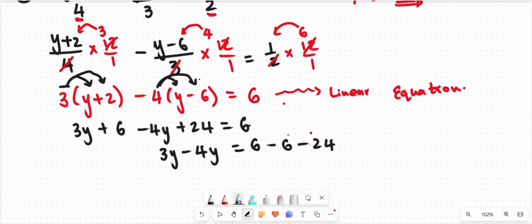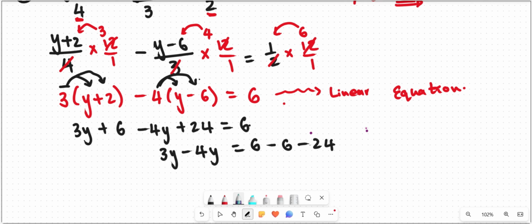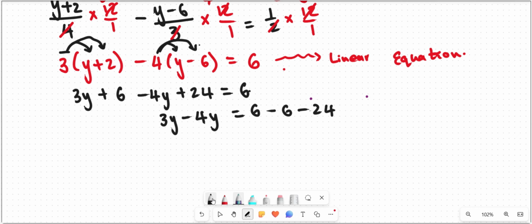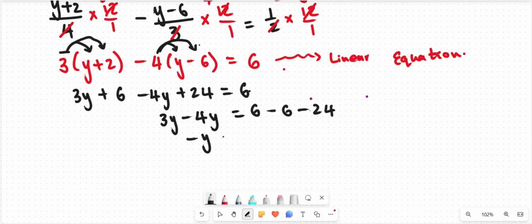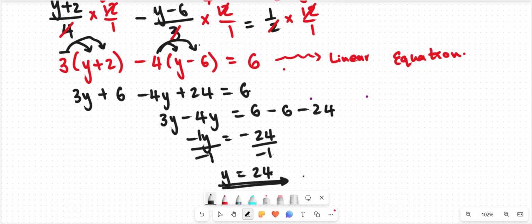Right? Then at this point, we could just easily do our like terms. So on this side, we get a negative y, or 1y. Then on this side, 6 minus 6 is a 0. Minus a 24 is a minus 24. Divide by -1, divide by -1, and so y is equal to a positive 24. And there we go. Very easy.